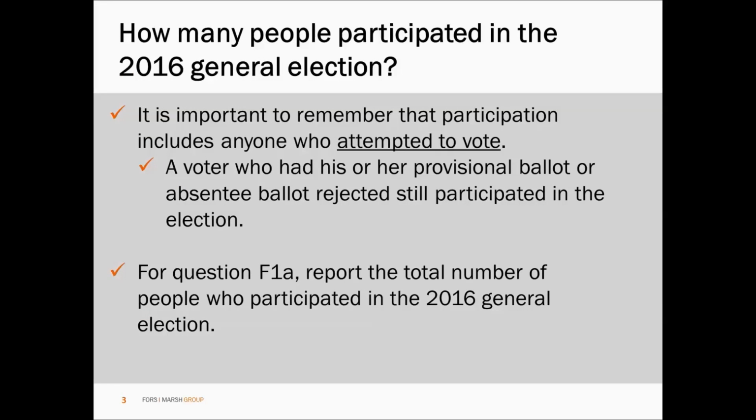So the first question, F1A, is asking about the number of people who participated in the general election. And by participate, we mean anyone who attempted to vote. So for instance, a voter who mails in their absentee ballot, but that absentee ballot is rejected, they still participated in the election even though their vote was not ultimately counted.